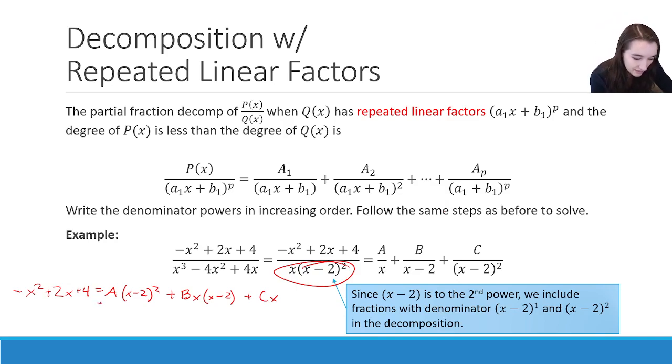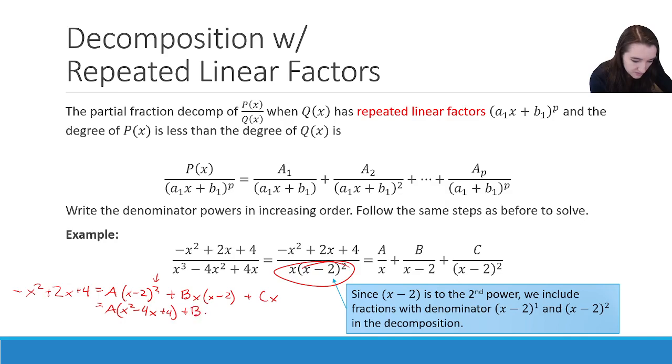Then I multiply it out, and make sure you're paying attention to the fact that this is squared. This will get us a times, let's see, x squared minus 4x plus 4.